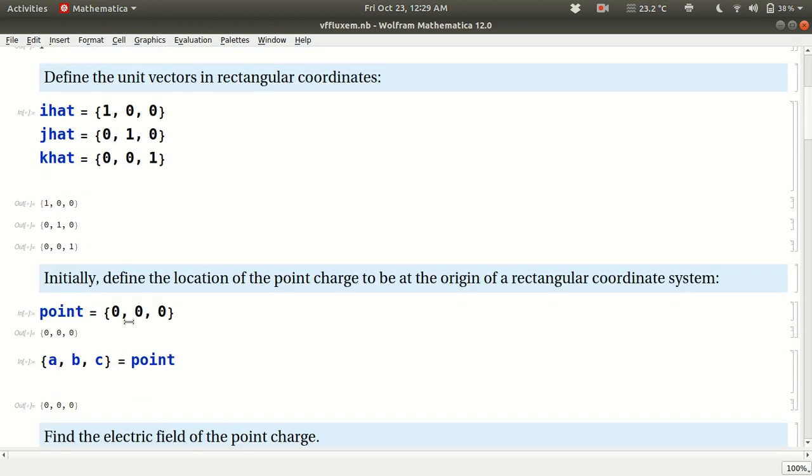So this is the position of the charge. Now, if a charge is placed at the origin of a cube, then the flux to each surface will be q by 6 epsilon naught, and the flux to the total surface will be q by epsilon naught, right? So let's see if we get the same result or not.